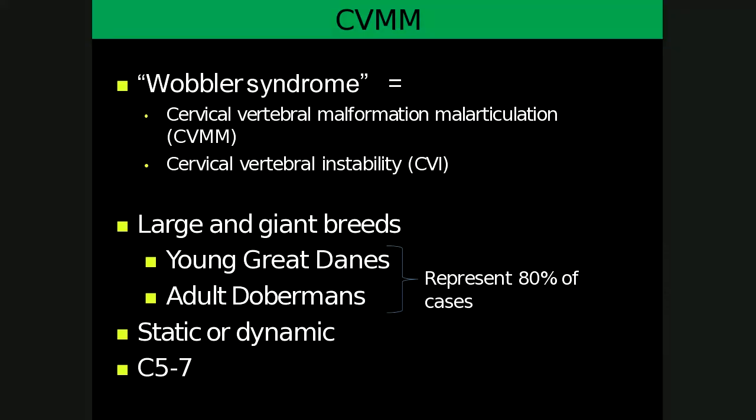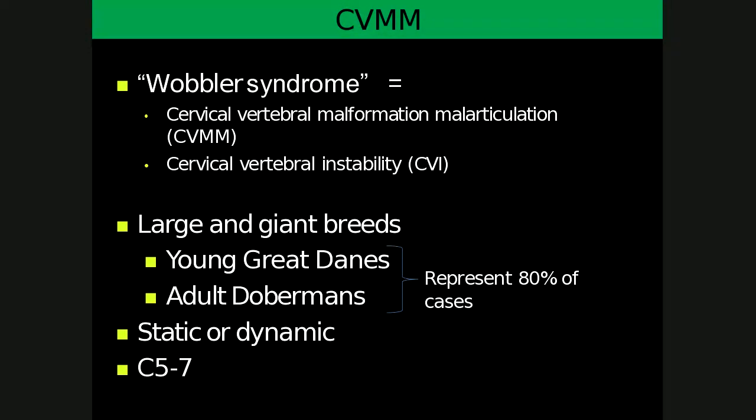Right, the next condition we're going to be looking at is Wobbler syndrome. It may be better also to classify this as developmental and not degenerative, but it has some overlap between the two. It's also known as cervical vertebral malformation, malarticulation, or cervical vertebral instability. There's actually many other synonyms also, but stick to one of these two. It occurs typically in large and giant breeds. Young Great Danes are overrepresented.